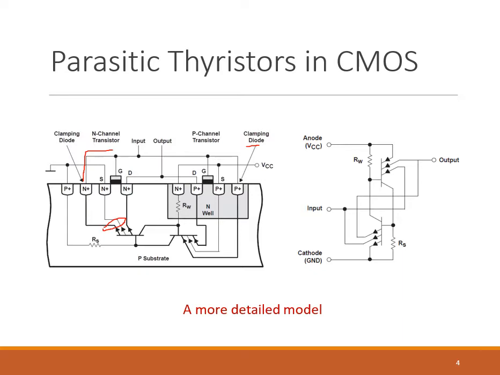The base of this transistor is formed by the substrate, and the collector of this is formed by the N-well region. While for this PNP transistor, the emitter is formed by the source and drain of this PMOS device as well as from the anode of this clamping diode, while the base region is formed by this N-well region and the collector region is formed by this substrate. Here Rs is the resistance of the substrate and Rw is the resistance of the well.